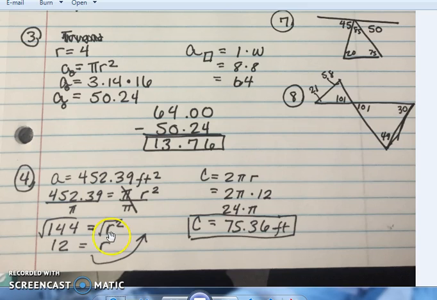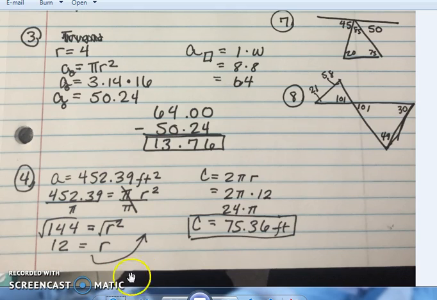We have to get rid of this r square, and the only way to get rid of a square is to take the square root of the number, and this is the inverse operation of the exponent. So we're going to take the square root of the number on both sides. So the square root of 144, eventually you'll have it memorized, would be 12. Okay, so it turns into a nice whole number.